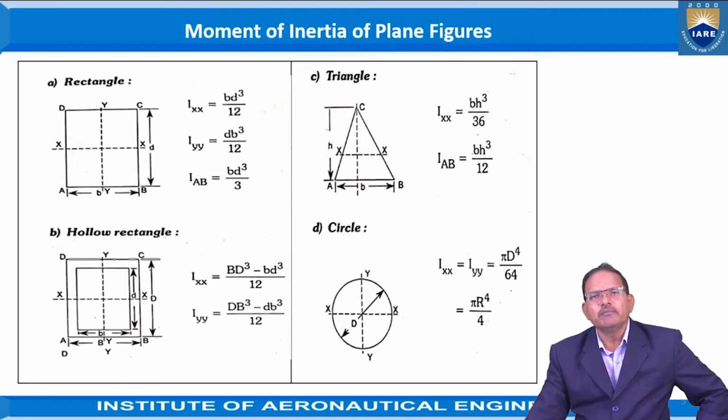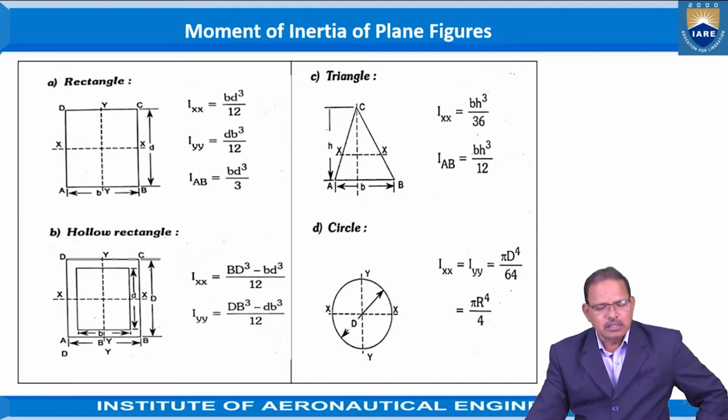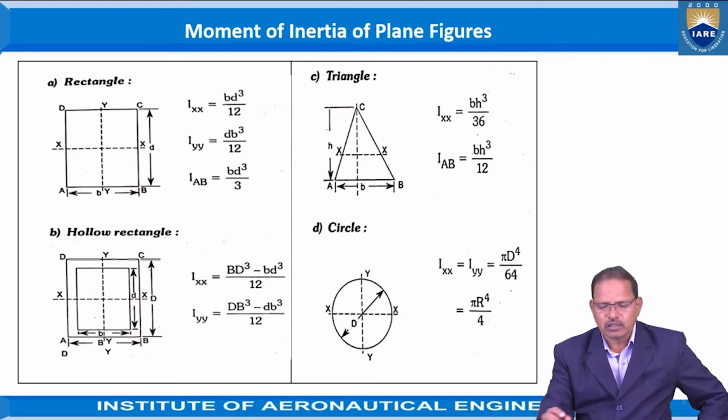So, according to the basic principles we discussed earlier, I_xx, the moment of inertia of the rectangle about the x-axis, that is the central axis which is passing through the centroid and parallel to the base, is equal to b d cubed by 12.